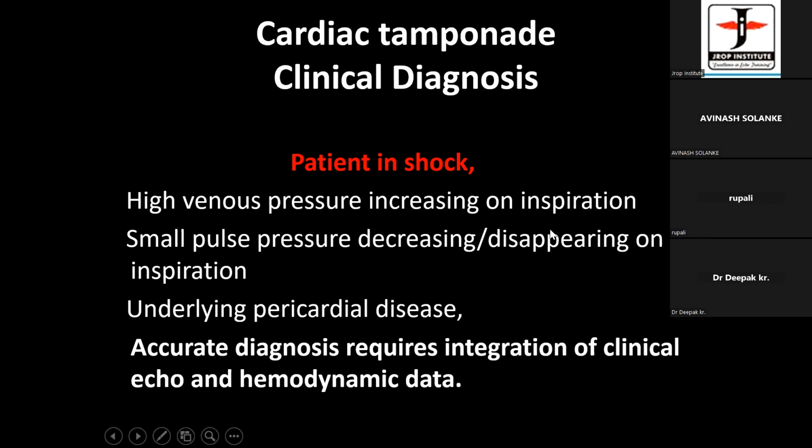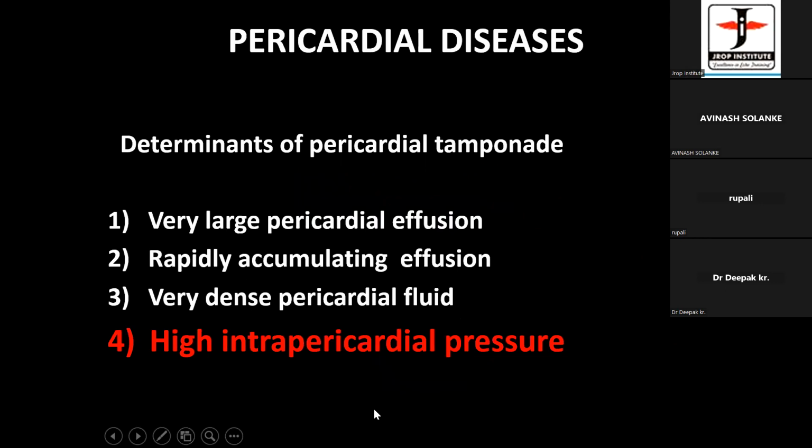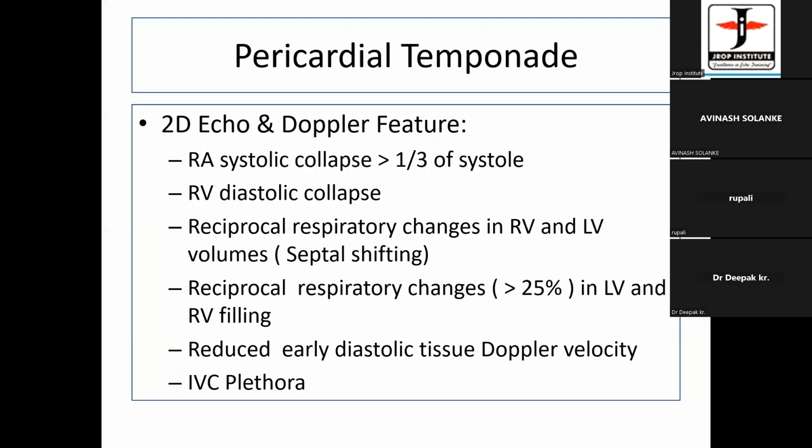High venous pressure increasing on inspiration, small pulse pressure decreasing and disappearing on inspiration, underlying pericardial disease, and accurate diagnosis require integration of clinical, echo and hemodynamic data. Determinants of pericardial tamponade: a very large pericardial effusion. It's not the size, it's a rapidly collecting pericardial effusion. A very dense pericardial effusion means what? More exudative. And the last is high intrapericardial pressure, because these pressures are the only determinant of pericardial tamponade. Whether a large, rapidly collecting or dense pericardial effusion, they all lead to high intrapericardial pressure, compressing the RV and RA to begin with to produce pericardial tamponade.